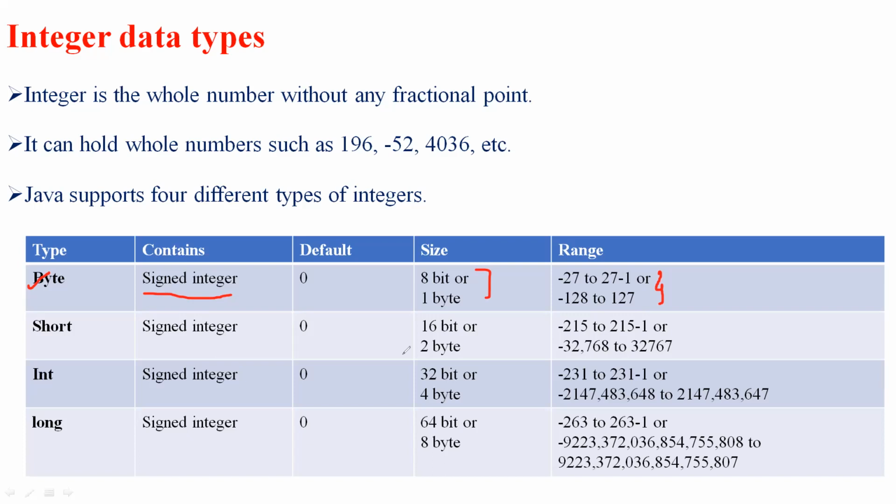So the next is short. This data type can also store whole numbers, which range from -32,768 to +32,767, and it is of a size 16-bit or 2 bytes. It eventually stores the signed integer, and the default value for all the different integer data types is 0.